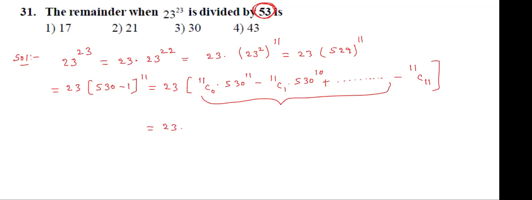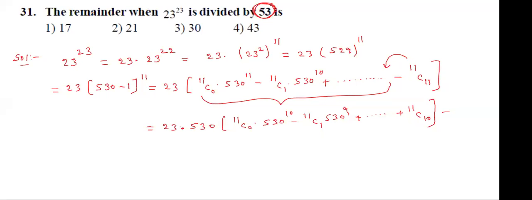23 into, take 530 common. That is 11C0 530 whole power 10 minus 11C1 530 whole power 9. Before this term, what is that? Positive or negative? That is exactly positive only. 11C10 into 530. But 530 we are taken common now. Minus, what is 11C11? That is 1. 1 into 23. That is minus 23.